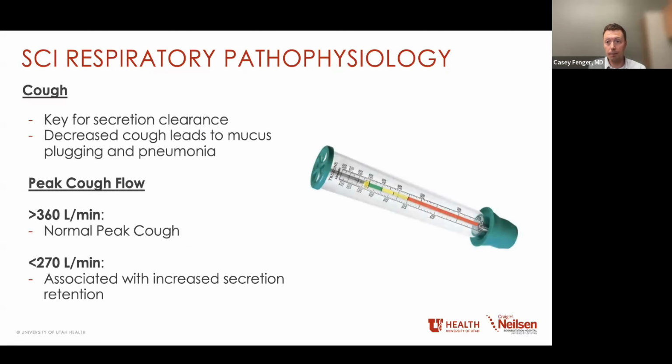We talked about the abdominal muscles and how important they are for generating a strong cough. And cough is really key for clearing secretions, mucus, all that good stuff. And if we're not able to clear it, then we can get plugging, which leads to pneumonia. And a lot of not good things happen when we don't clear secretions.